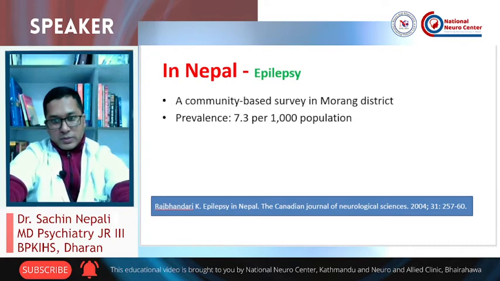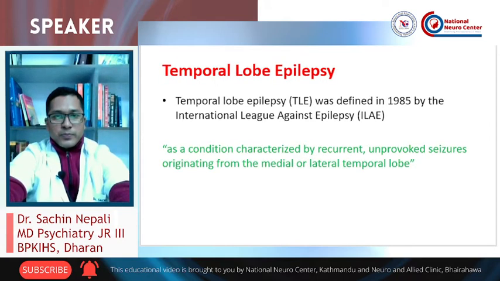When we look into the data of Nepal, a community-based survey in Morang district was conducted in 2004. As per that data, the prevalence of epilepsy in Nepal is around 7.3 per 1000 population. Now moving towards the topic proper, temporal lobe epilepsy. Temporal lobe epilepsy was defined in 1985 by the International League Against Epilepsy, ILAE. It is defined as a condition characterized by recurrent and unprovoked seizures originating from the medial or lateral temporal lobe.